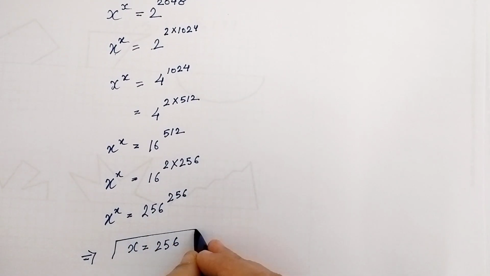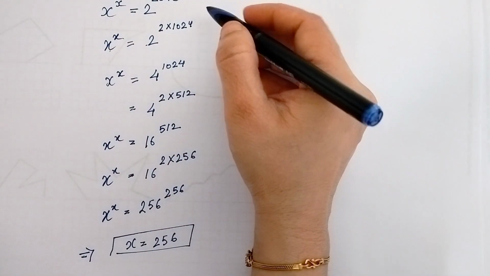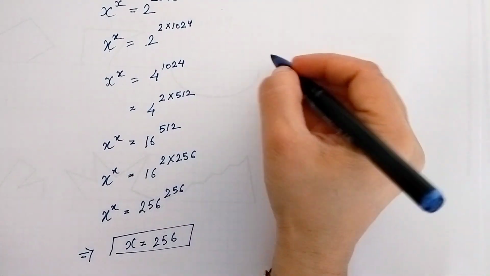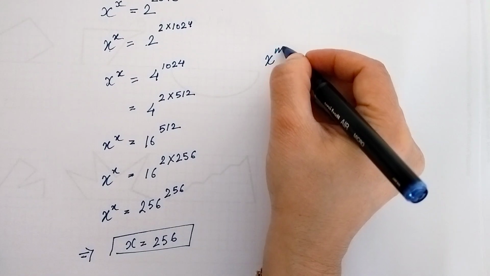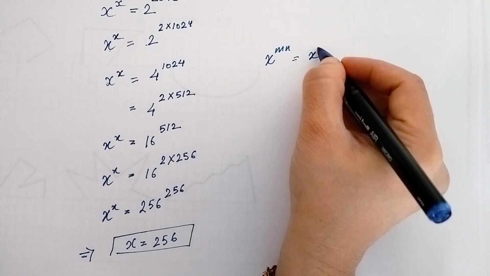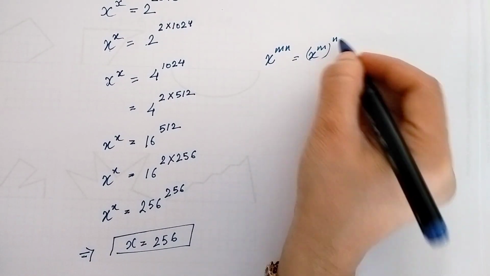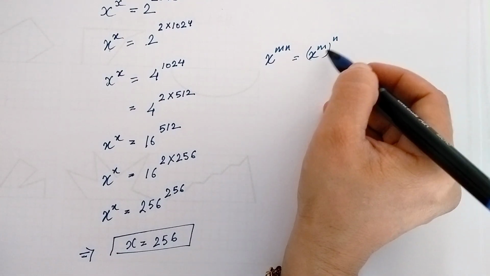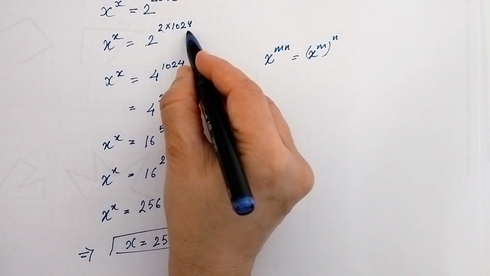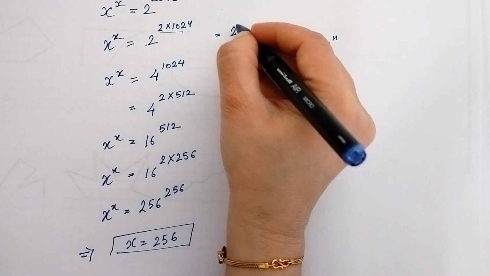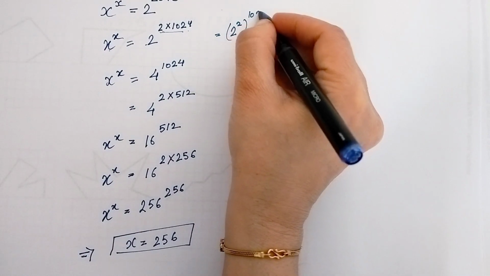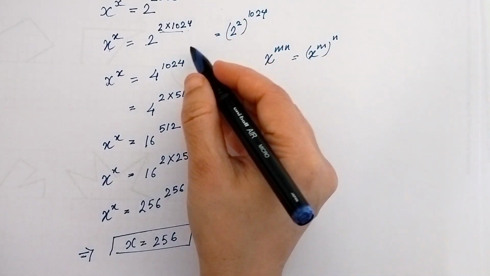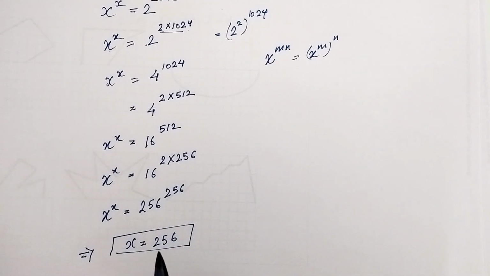So this is the way to solve these type of questions, because x raised to power mn is equal to x raised to power m raised to power n. So we can solve it like this. This was mn and we wrote it like 2 square raised to power 1024. This is how we use the concept and solve this question.